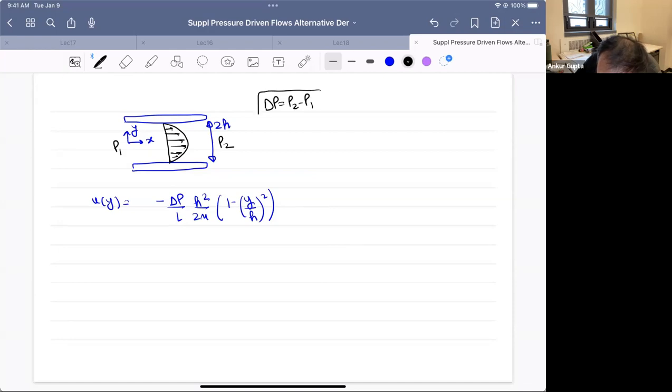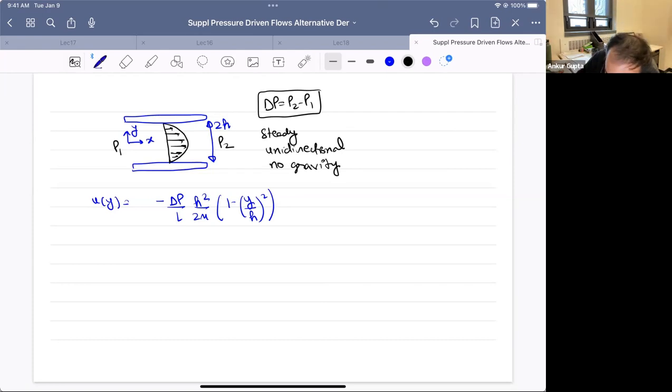And we made some assumptions here. I just want to recall them: steady, unidirectional, and no gravity. Okay, no gravity. So these were the assumptions we made in the system.